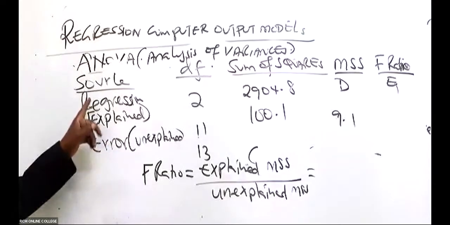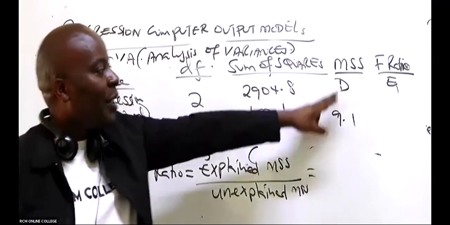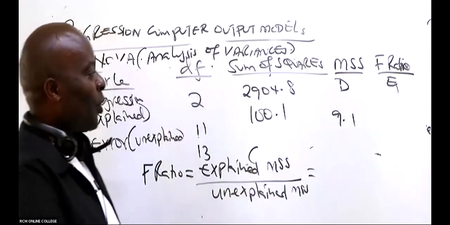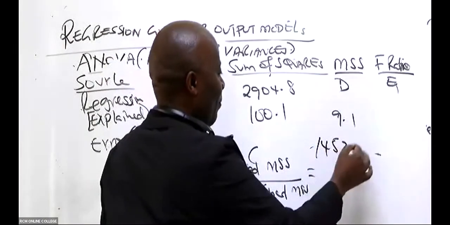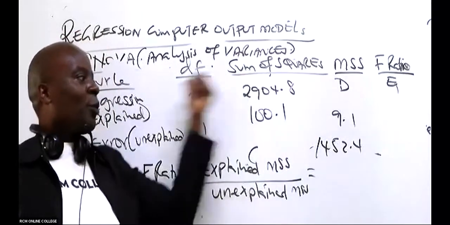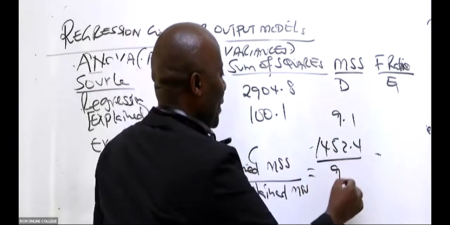So explained is this one. Explained means sum of squares. I rubbed mine, so it is this divided by this. But I remember it was 14.4. So this MSS for explained variance divided by unexplained MSS, which is 9.1.